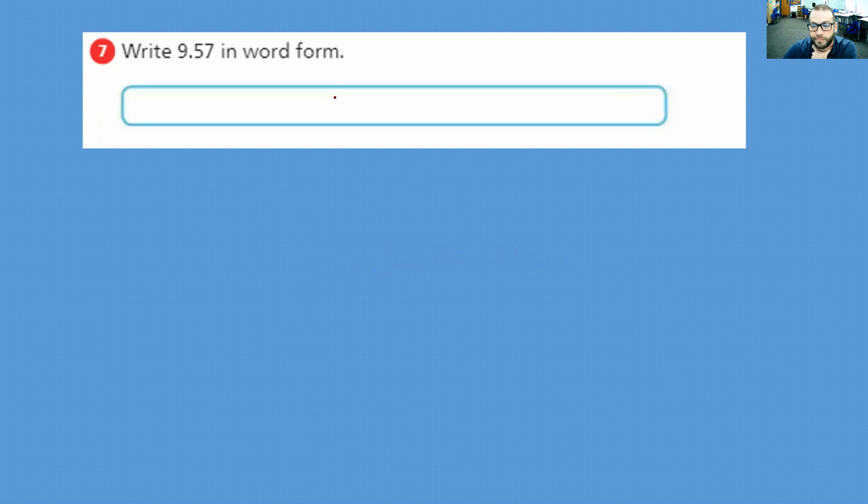9.57 in word form. Well, how would you say that? You'd say 9 and, because once again, you stop at the decimal. You just call it and. It's separating the whole and the not a whole. 9 and 57 hundredths.